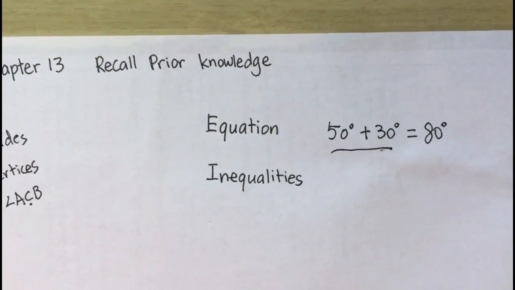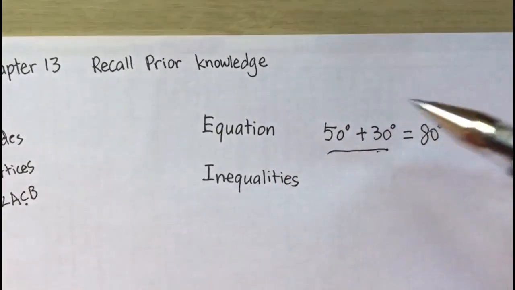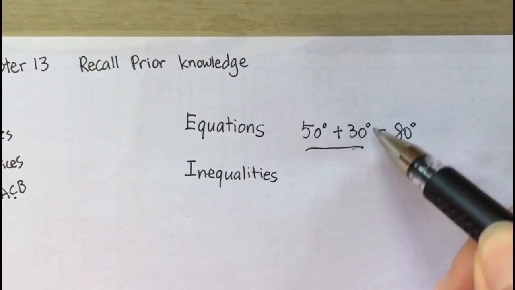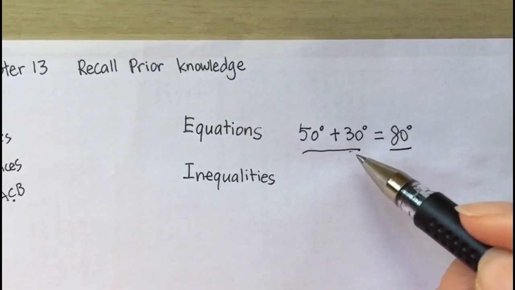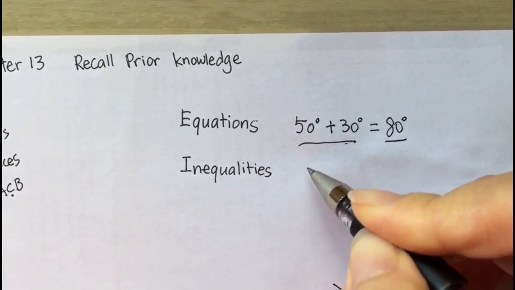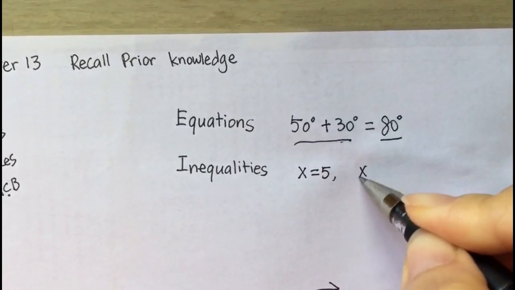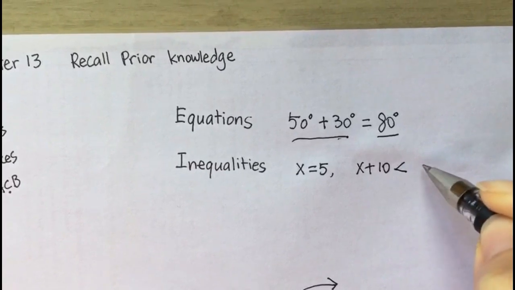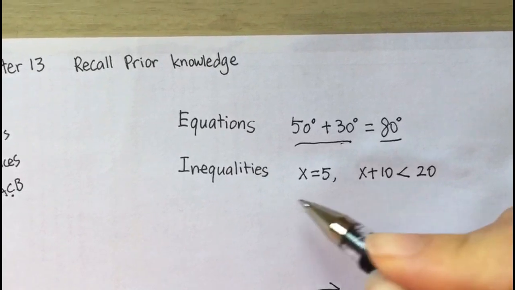Aside from the triangles and four-sided figures, we also need to review equations and inequalities. Equations are when one side of the expression equals the other side. It's called an equation. And inequality is when it's not equal. For example, when x is 5, x plus 10 would be less than 20. Because it's not equal, it's called an inequality.